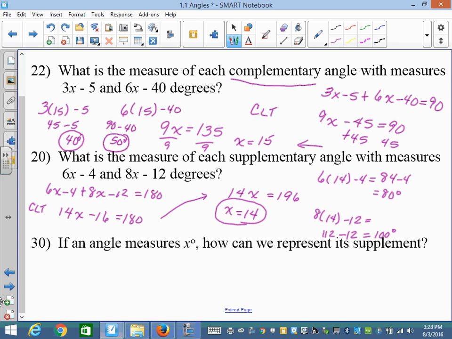So this brings us to the third one. It says if an angle measures x degrees, how can we represent its supplement? So we have an angle, and we know that the two angles add up to 180. The question is, how can we write this? So I'm going to ask you to pause again. Pause the video, that way you can try it, and then unpause it to see if you got what you should have gotten.